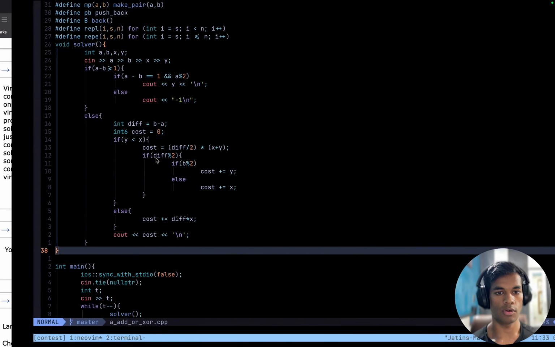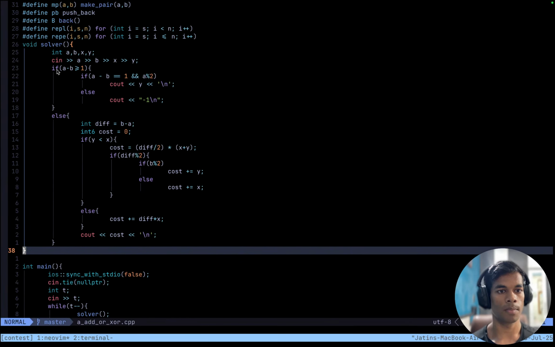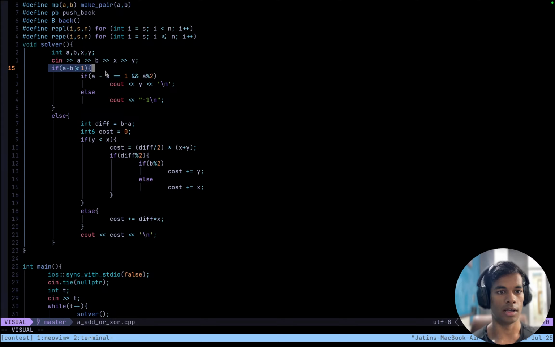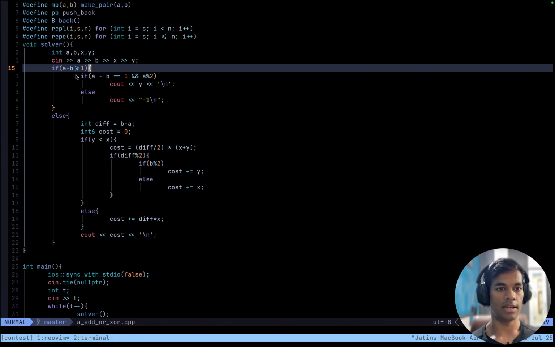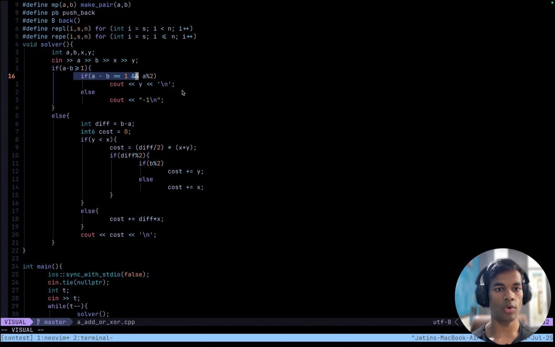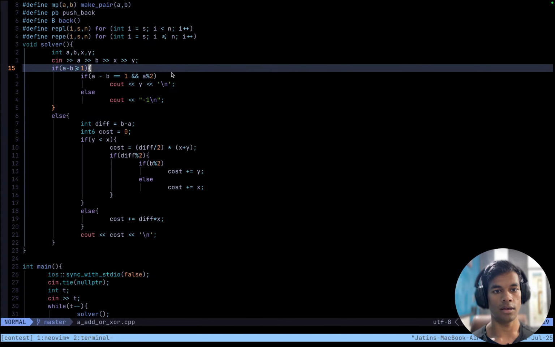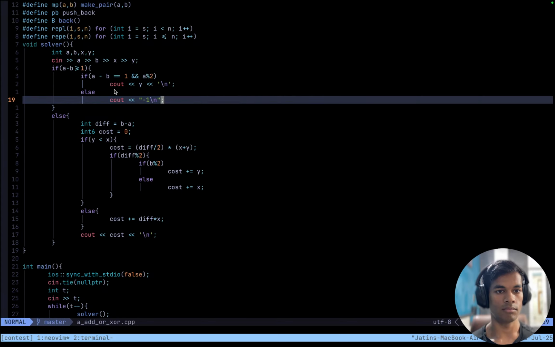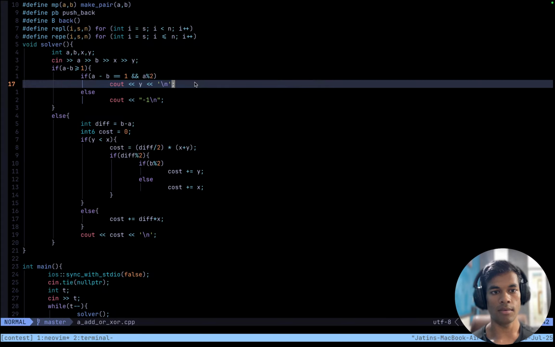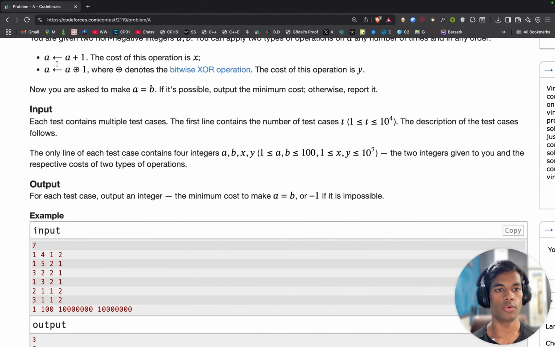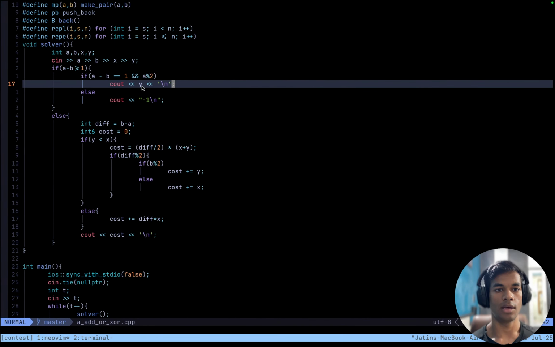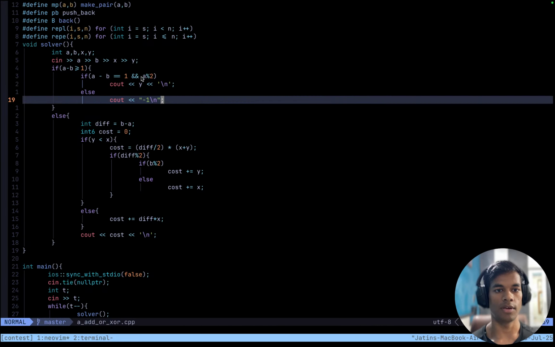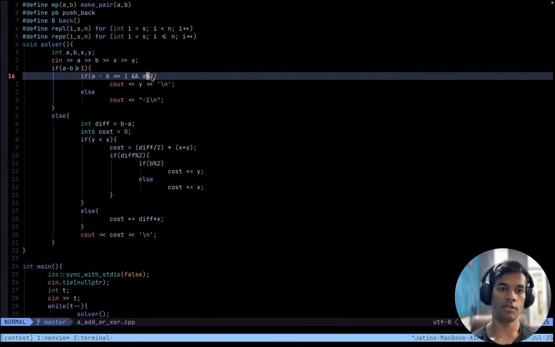So that is what I'm checking in my solution also right here. If a minus b is greater than or equal to 1, then I'm checking if a minus b equals 1 and a is odd. If that is the case, then the answer is y, the cost of doing the XOR operation once. And if not, then -1, it would not be possible. And I think this I can remove.